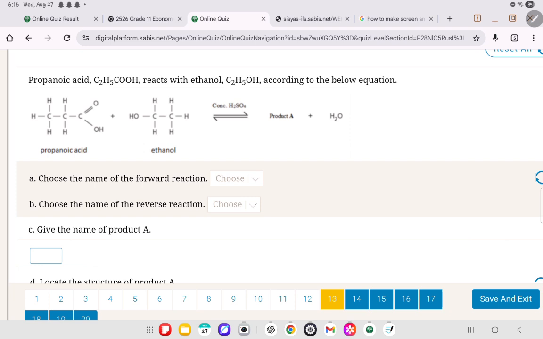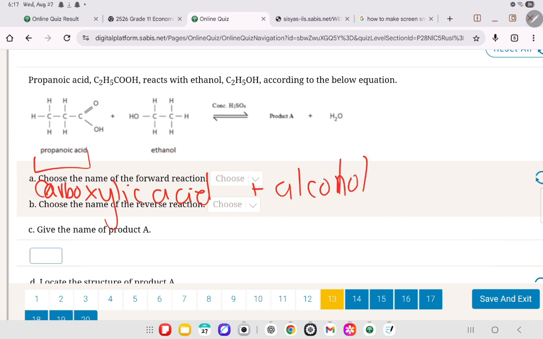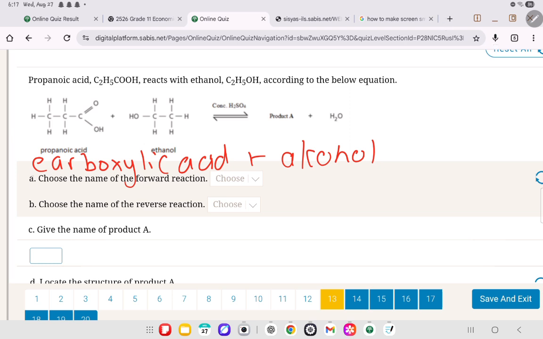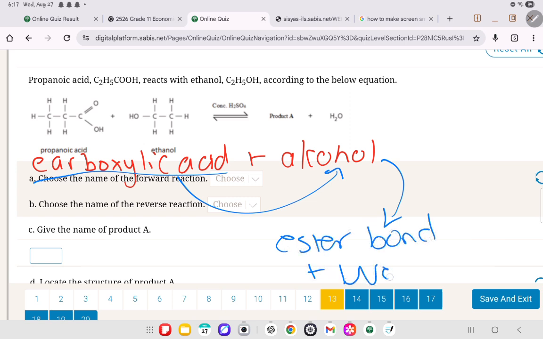Now, propanoic acid reacts with ethanol, C2H5OH, according to the below reaction. Again, what is this? It's a carboxylic acid reacting with an alcohol. Remember, whenever a carboxylic acid reacts with an alcohol, it will give us a product which is known as the ester bond, in addition to water. So in this case, we have a carboxylic acid reacting with ethanol. So it will produce an ester.